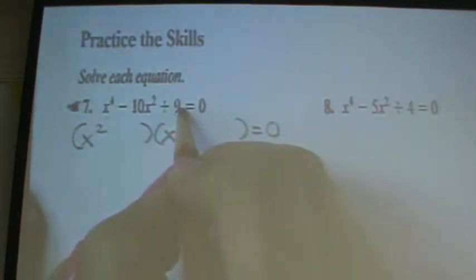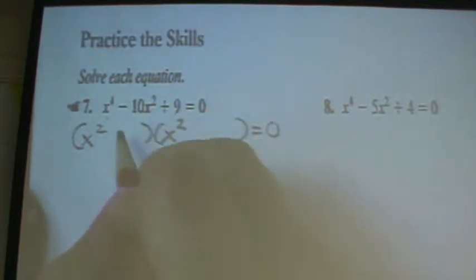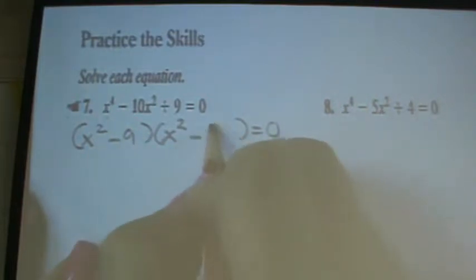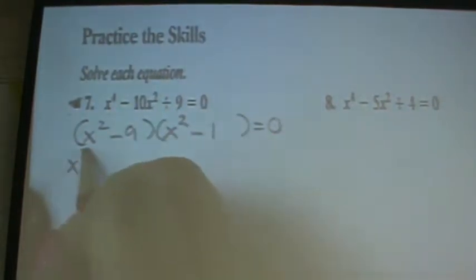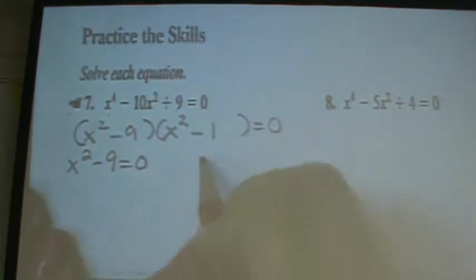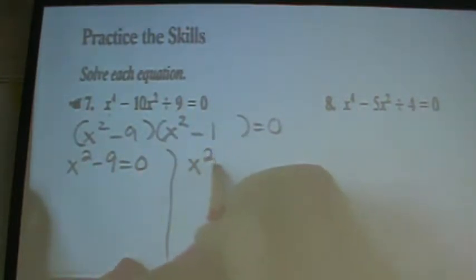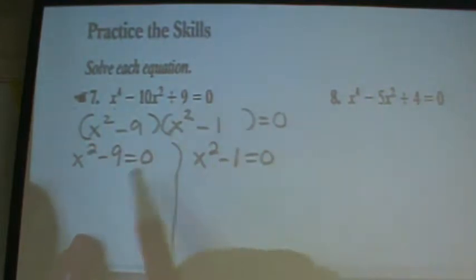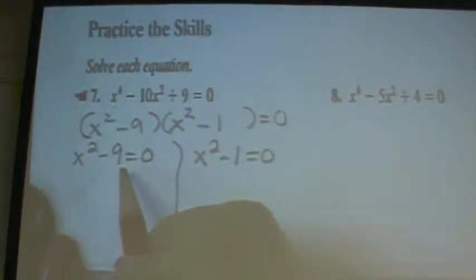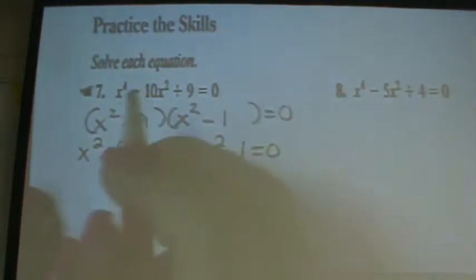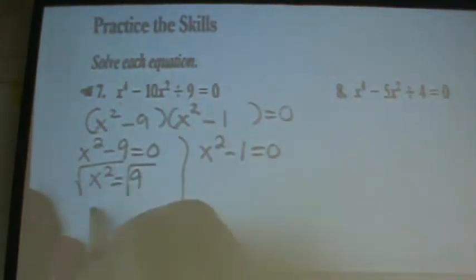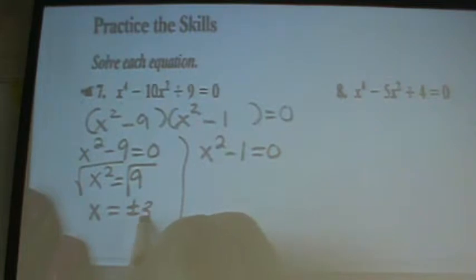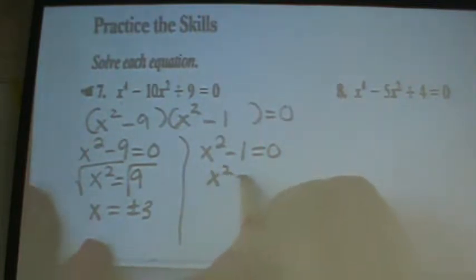And what two numbers multiply to give you 9 but add to be negative 10? That would be negative 9 and negative 1. And what you're going to do is set each of these equal to 0, so x squared minus 9 equals 0, and x squared minus 1 equals 0. So now each of these little ones are like section 8.1. Add 9, and then root each side, so plus or minus 3, add 1, square root both sides.